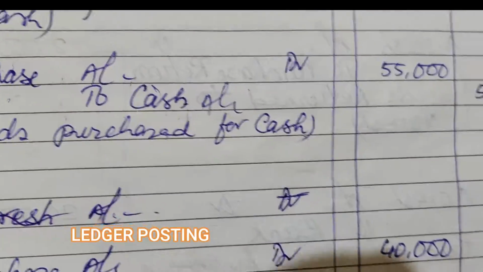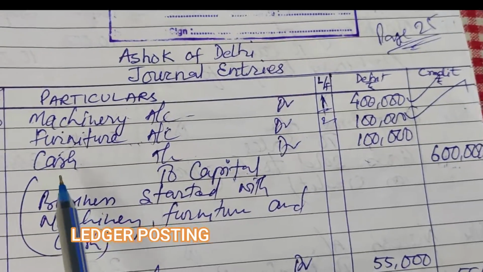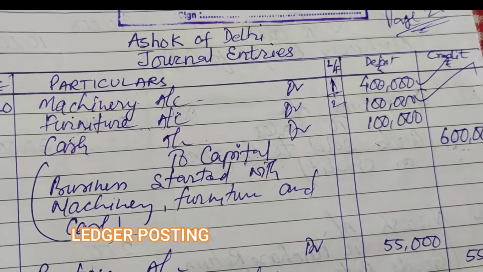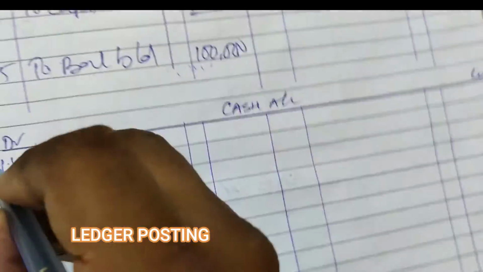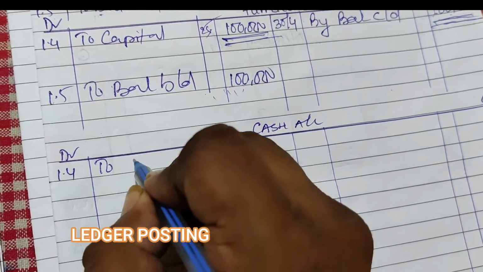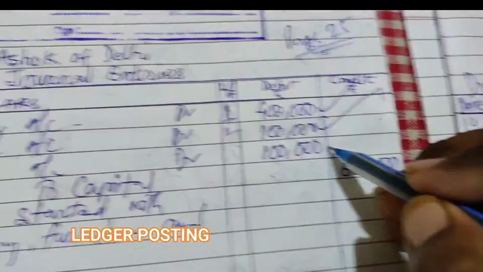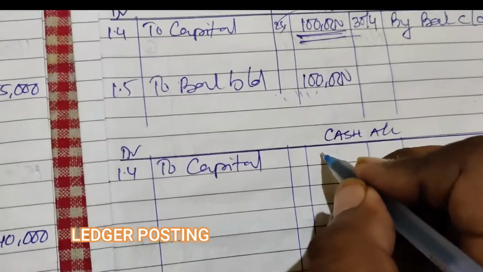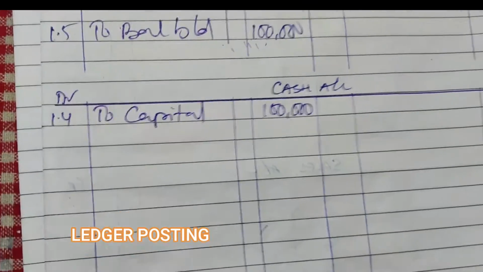Now next, we'll make a cash account. Where is the cash now? Let's see cash. Cash is on first April. On 1st April, cash is debited to capital account. So we write here "To capital account". How much? 1 lakh. So cash account is debited 1 lakh.